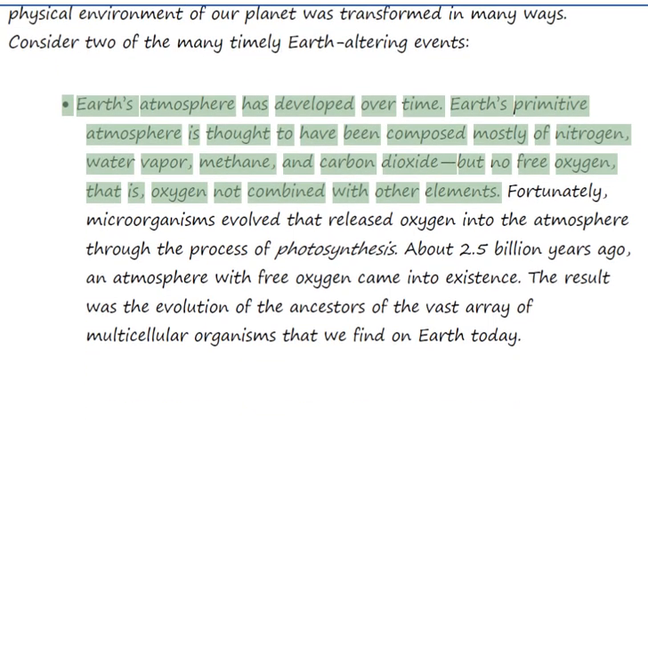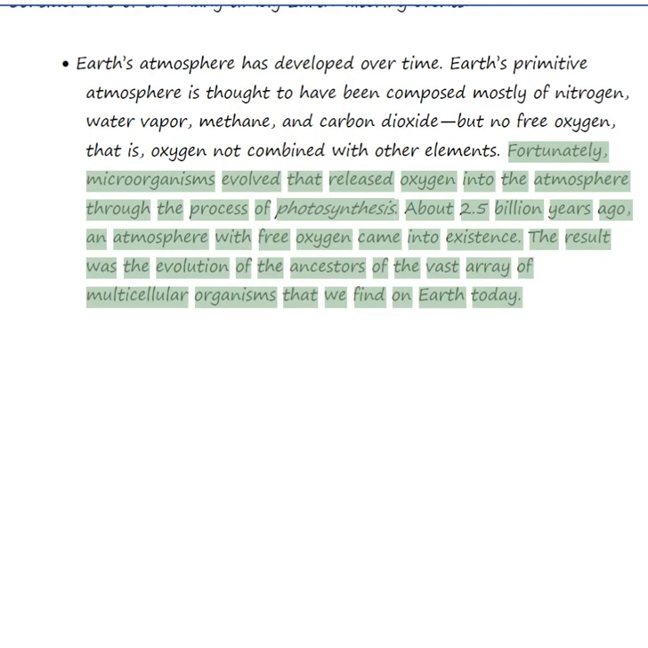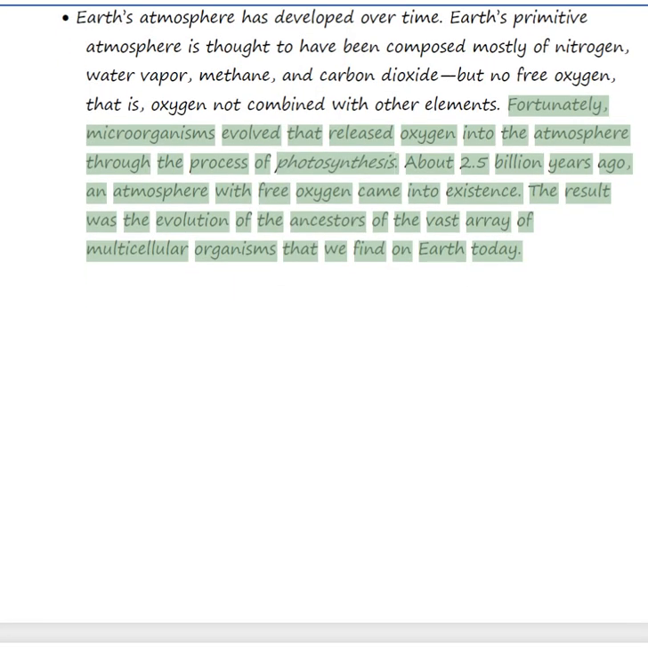Earth's atmosphere has developed over time. Earth's primitive atmosphere is thought to have been composed mostly of nitrogen, water vapor, methane, and carbon dioxide, but no free oxygen, that is, oxygen not combined with other elements. Fortunately, microorganisms evolved that released oxygen into the atmosphere through the process of photosynthesis. About 2.5 billion years ago, an atmosphere with free oxygen came into existence. The result was the evolution of the ancestors of the vast array of multicellular organisms that we find on Earth today.